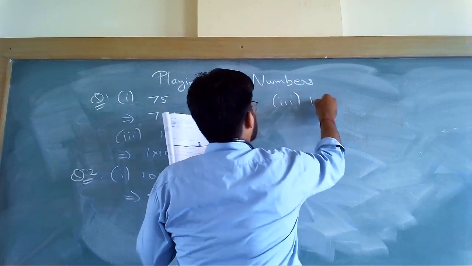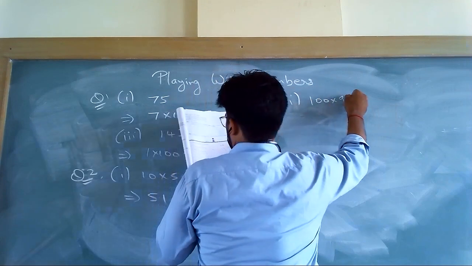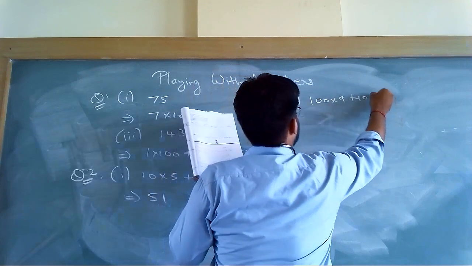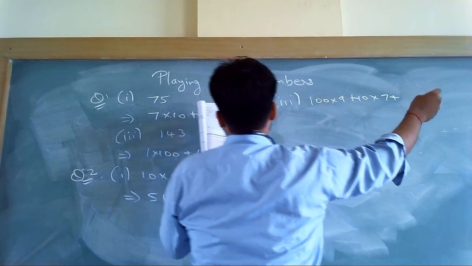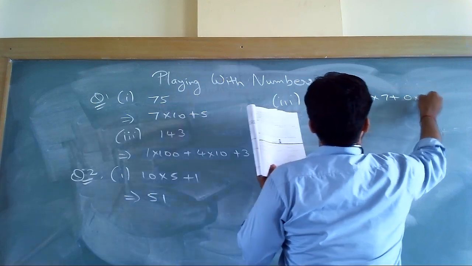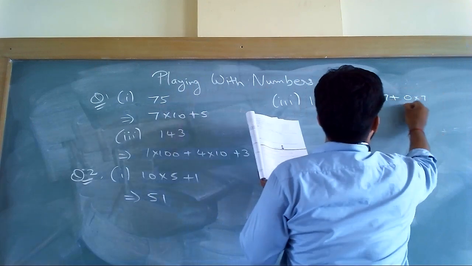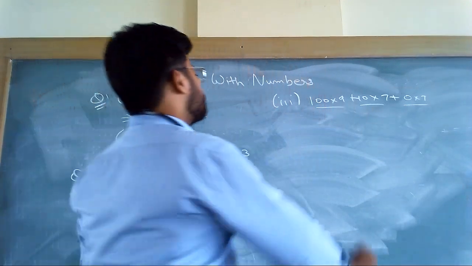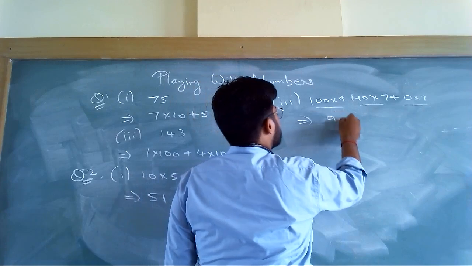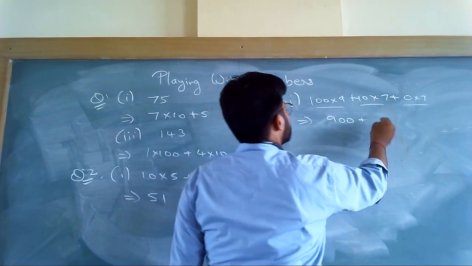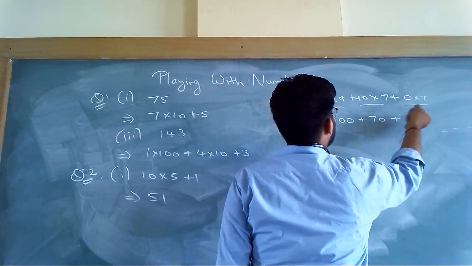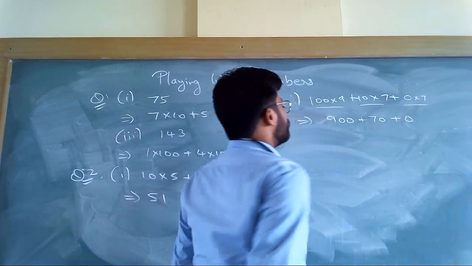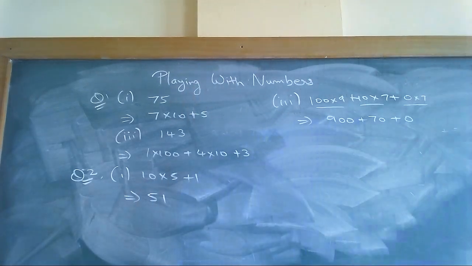100 into 9 plus 10 into 7 plus 0 into 7. Look at that. 100 into 9 is 900, plus 10 into 7 is 70, 0 into 7 is 0. So 900 plus 70. So what is the answer?